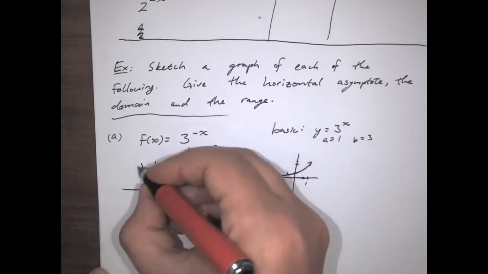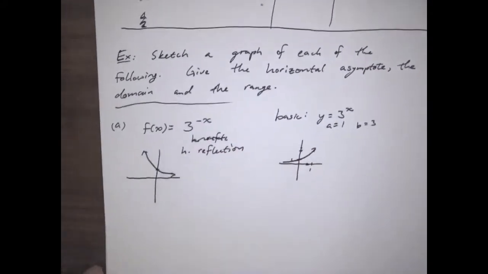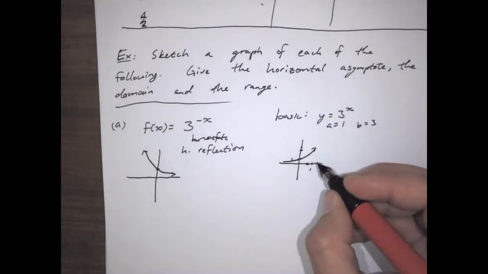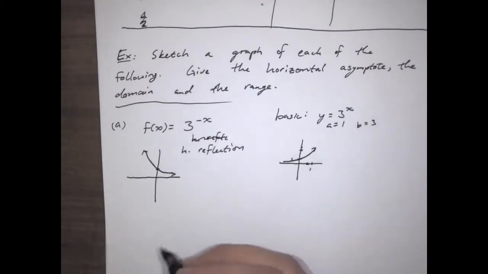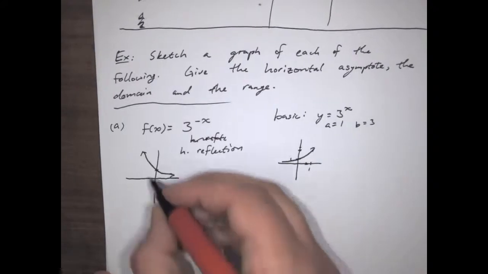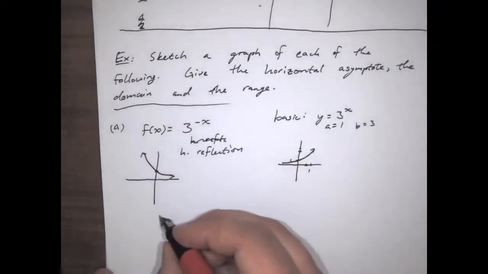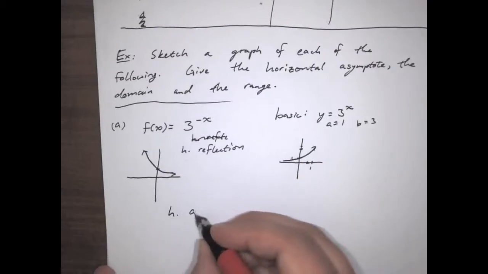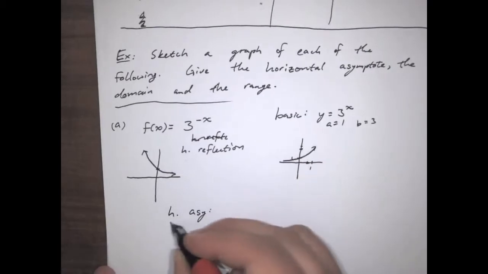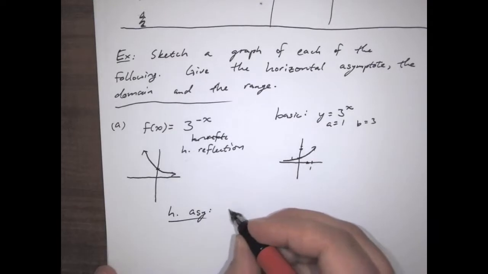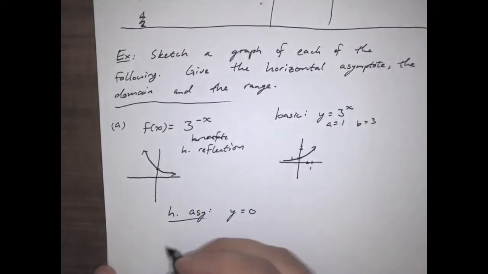Now, notice that the domain of this function as drawn is still what it was before. The range of this function as drawn is still what it was before. And the horizontal asymptote of this function also is still what it was before. The only difference is that it's approaching it on the right instead of on the left. But the horizontal asymptote is at y equals 0.